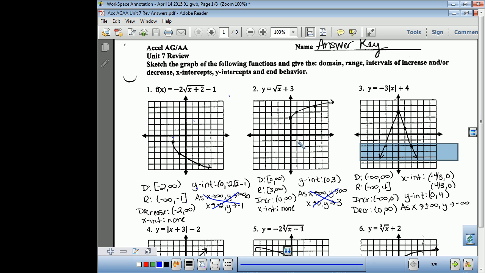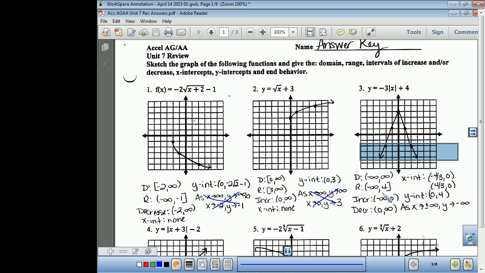Sweet. All right, this one was just shifted up 3, nothing fancy. You could see the y-intercept. You didn't have to plug in. There is no x-intercept. We're good. Okay, graphing absolute value. So we're going to just shift up 1. It's reflected over the x-axis, and it's vertically stretched by a factor of 3.